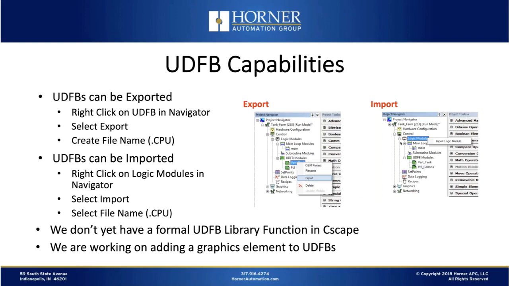just by going to the Logic Modules section of the Project Navigator, right-clicking and selecting import, and then retrieving that file name, which has the type of CPU, and that will bring that UDFB into your current project. Now, a couple things we don't have yet, but we're working on. We don't yet have a formal UDFB library function in Cscape, but again, using the export and import capabilities, you can certainly maintain your own library. And another thing that we're working on is the ability to add a graphics element to the user-defined function blocks.